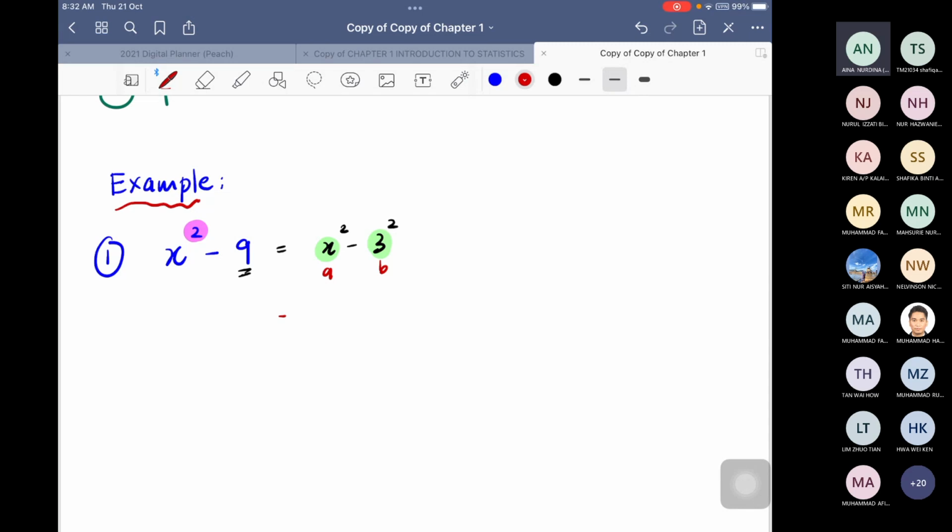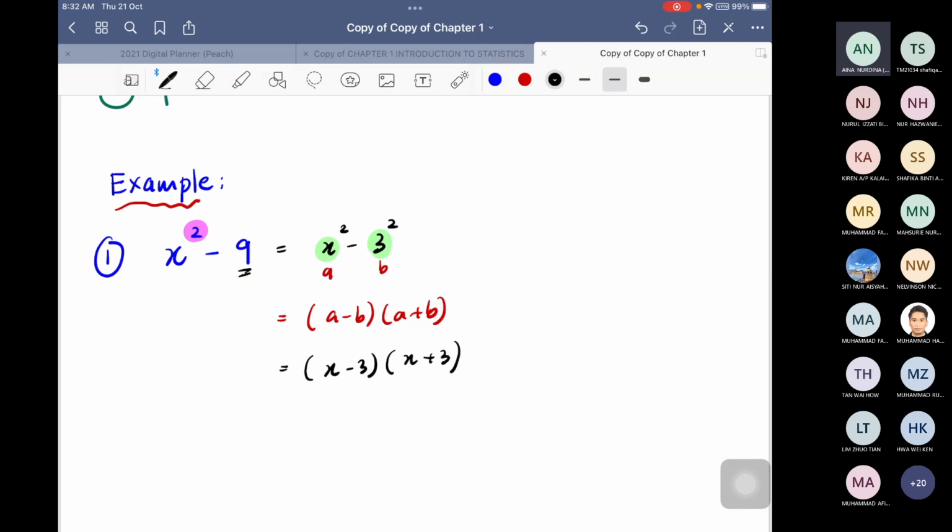And according to the rule, formula tu dia kata, kalau kita ada A square tolak B square, dia adalah sama dengan A tolak B darab dengan A tambah B. So you pun gantilah based on you punya nilai A dengan B. So A adalah X, kat sini akan dapat X tolak 3. Yang kat belakang A tambah B, so that is going to be X tambah 3. So that is going to be our factorization.